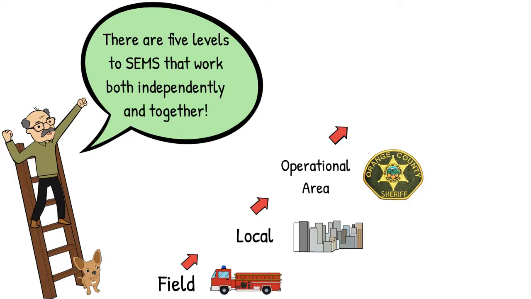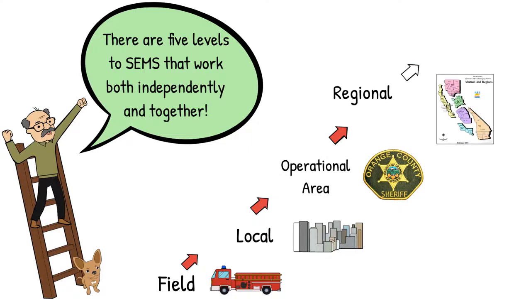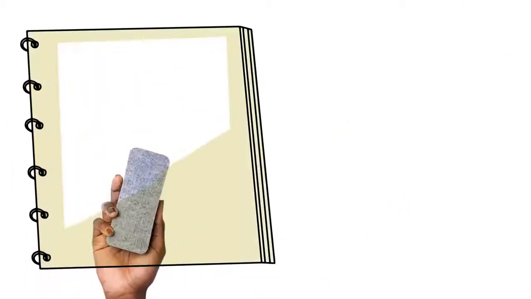At the operational area level, that's where you would have county level services. So you'd have your local EMS agency, your local sheriff's department, and those sorts of things. The next level of SEMS is the regional level, and that's really where our mutual aid system kicks in between different counties and different regions. As you can see there, we have a little regional map. There are 6 regions in California. And then lastly, we have the state level. That's the California Highway Patrol, Emergency Medical Services Authority, and those sorts of agencies.